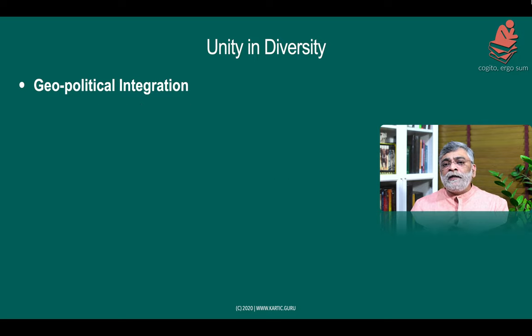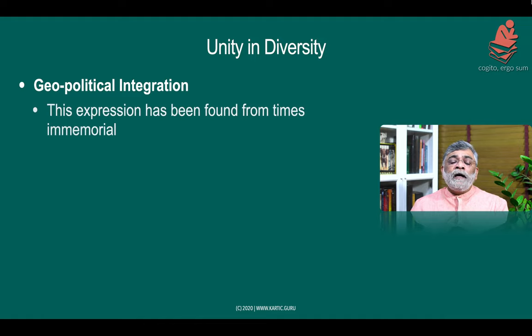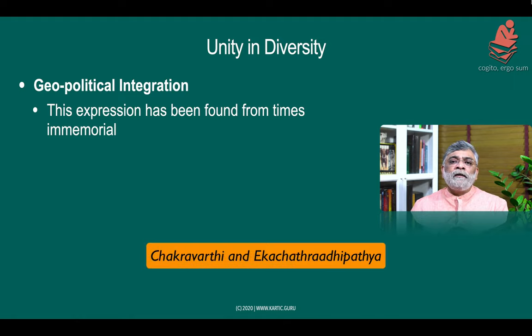The expression of this consciousness of geopolitical unity of India are found in the Rig Veda, in the Sanskrit literature, in the edicts of Ashoka, in the Buddhist monuments, and in various other sources where we find the mention of the concept of Chakravarti or the emperor and the Eka Chhatradhipatya, that means the whole country under the umbrella of one rule.